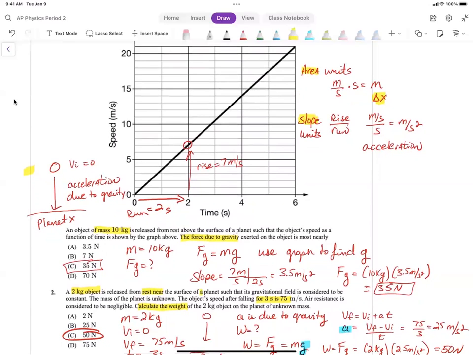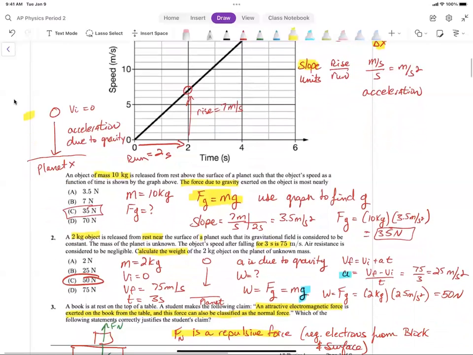Well, what is the force of gravity equation? It's Fg equals mg. I know the mass, I need the acceleration due to gravity, which I then use the slope to calculate. I picked a nice easy point. The rise was 7 meters per second. The run was 2. 7 divided by 2 is 3.5. I then plug in my mass, and I find that it's 35 newtons.